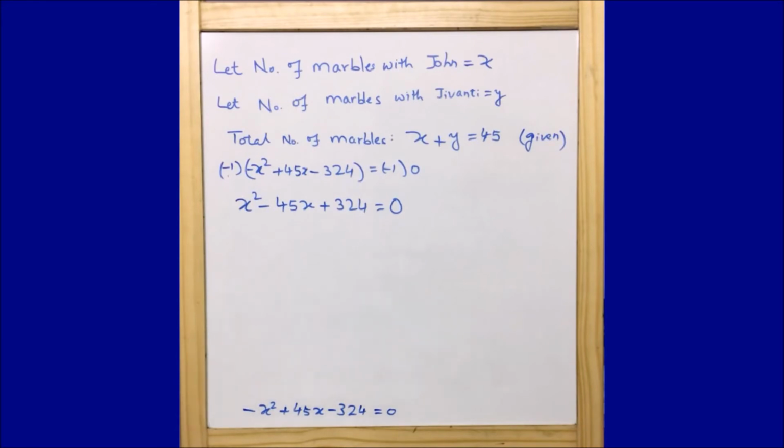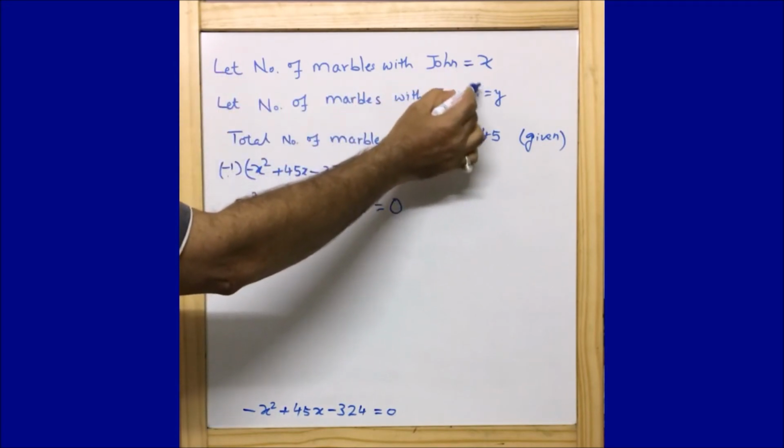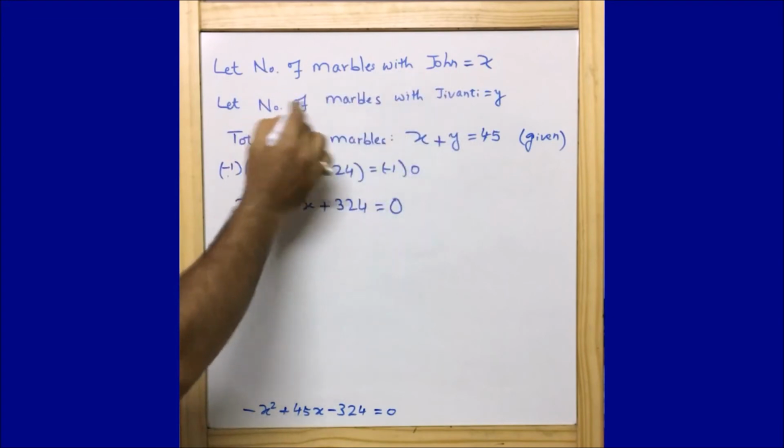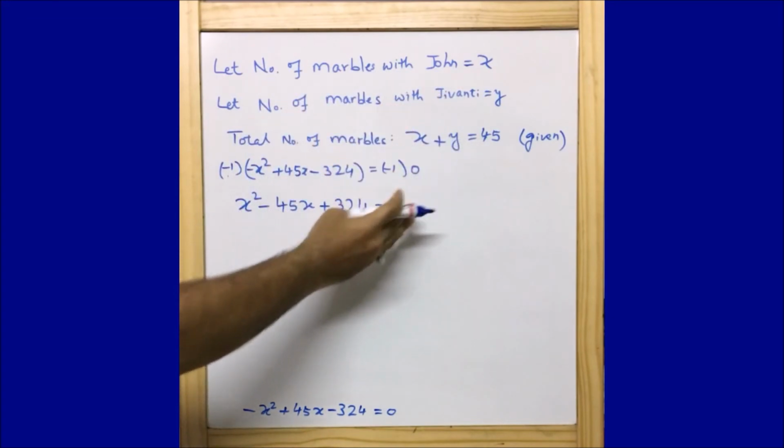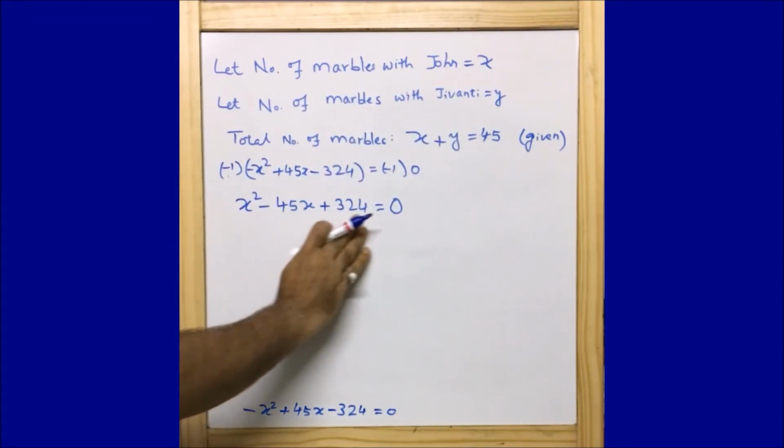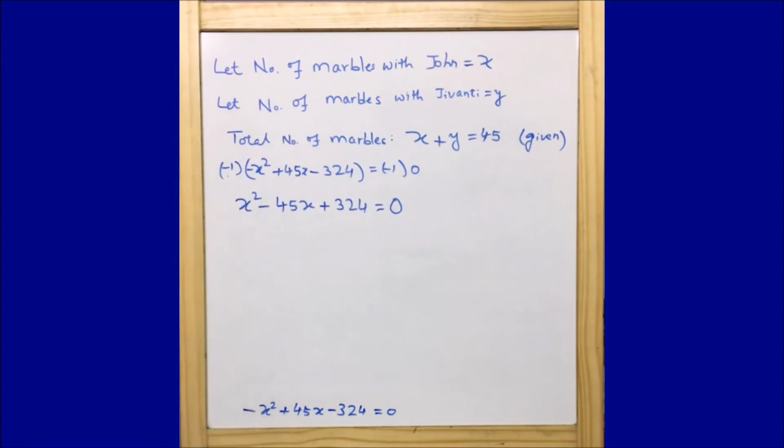Now let us solve this equation. From the Marvel's equation, like how much John is holding and how much Jivanti is holding, with the values we are able to get a quadratic equation of this form, x square minus 45x plus 324. Now our main aim is to solve this quadratic equation. So let's see how to solve this quadratic equation.